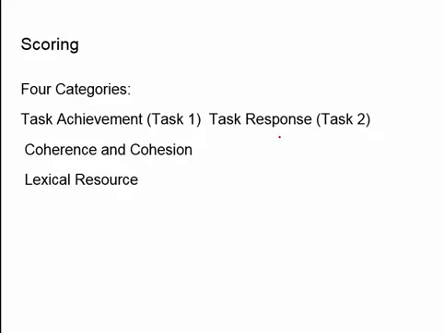Lexical resource, this is a fancy name for a basic way to say how well do you use vocabulary. Do you use many words, or do you have some redundancy? Redundancy is when you use the same words over and over, and you'll be scored down for that. So the IELTS is looking for how well you use a wide range of vocabulary. And it's the same for grammar. They want to see you using grammar accurately and using a range of grammatical structures.